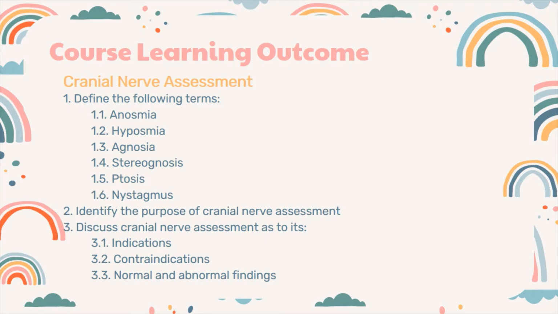And finally, the course learning outcomes for cranial nerve assessment. CLO number 1: define the following terms: anosmia, hyposmia, agnosia, stereognosis, ptosis, and nystagmus. For CLO number 2, identify the purpose of cranial nerve assessment, and CLO number 3, discuss cranial nerve assessment as to its indications, contraindications, and normal and abnormal findings.